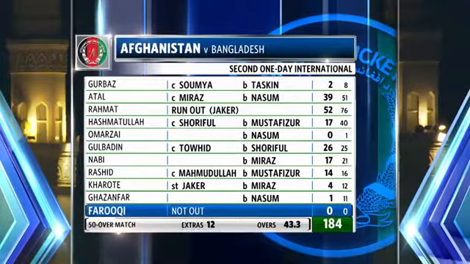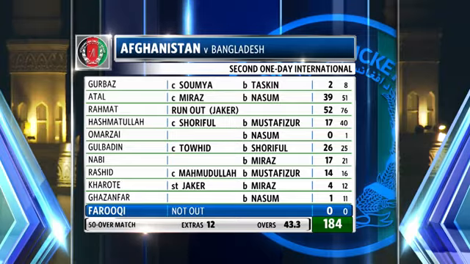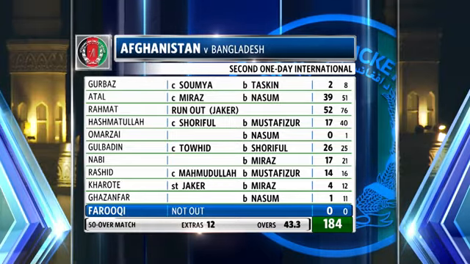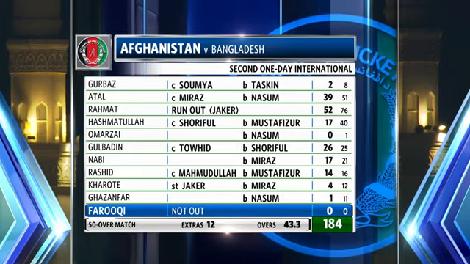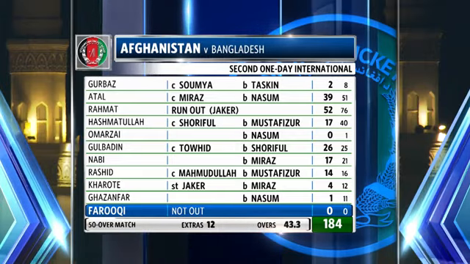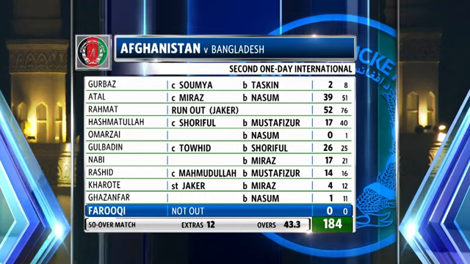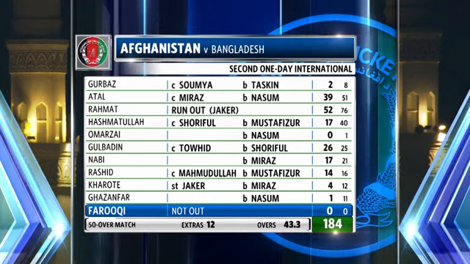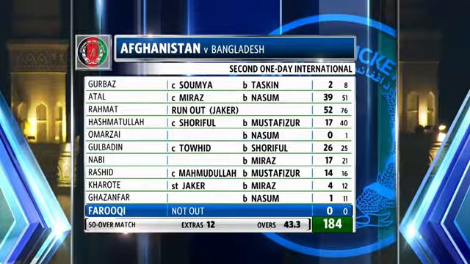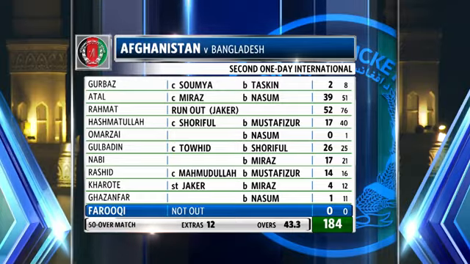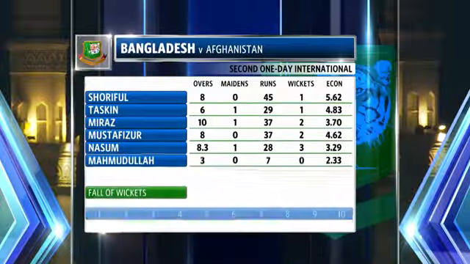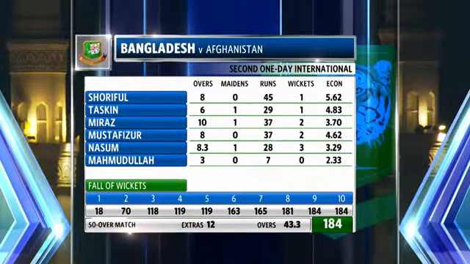Well, despite yet another one-day international 50 for Rahmat Shah, it was a collapse sparked by that run-out. Not quite sure what the two batters were thinking there. Gulbuddin tried his best, scoring 26 off 25, but the required run rate just kept climbing, getting higher and higher. And outside of that 52 from Rahmat Shah, and a career best for the youngster Atal with 39, not a huge amount to cheer in Afghanistan's batting card. All out for 184.